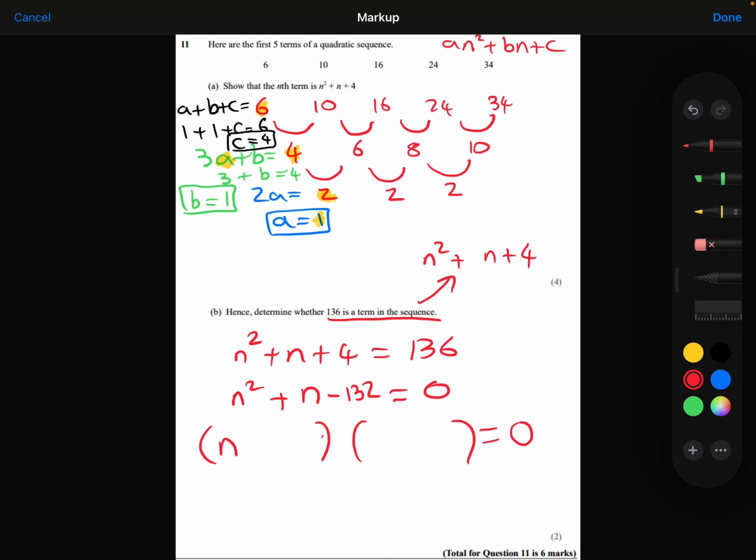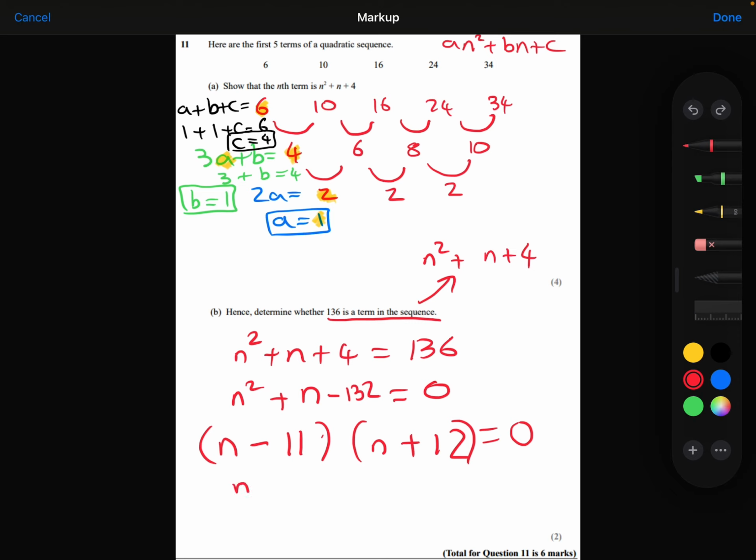But I think this will factorise because that's going to be 11 times 12, I think. And it's going to be a minus 11 and a plus 12. So the minus 11 times 12 gives us the minus 132, and when we do the minus 11 plus the 12, we get the plus 1. So that works. That's been factorised nicely.